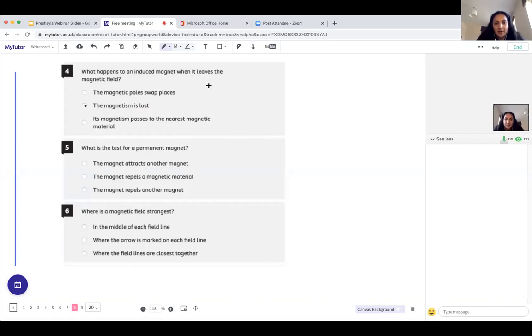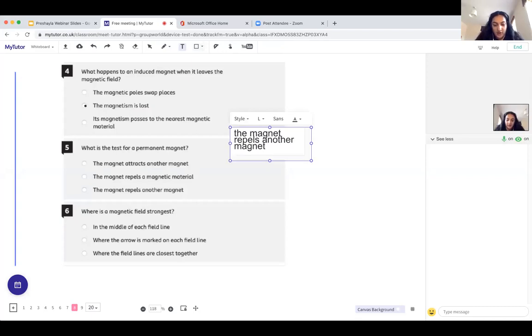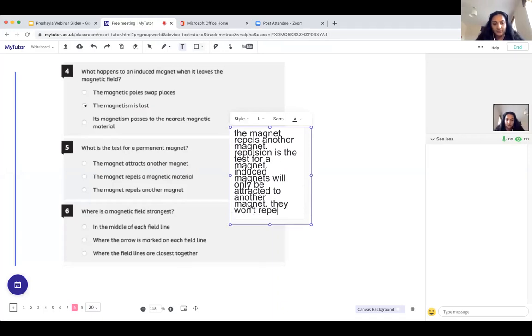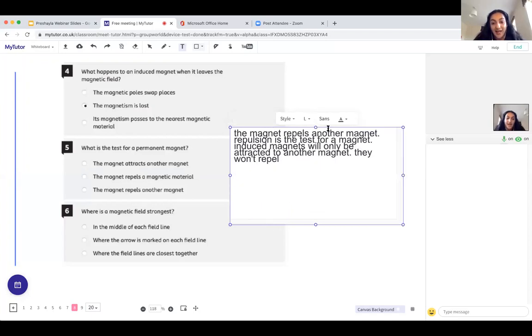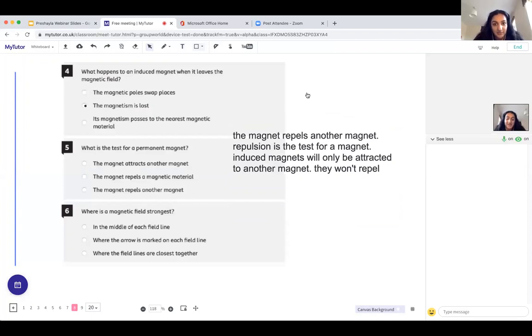What is the test for a permanent magnet? The magnet repels another magnet. So repulsion is the test for a magnet. Now, induced magnets will only be attracted to another magnet. They won't repel. So if a magnet can repel another magnet, it's a permanent magnet. If it can only attract, it's an induced magnet. Induced magnets can only attract.